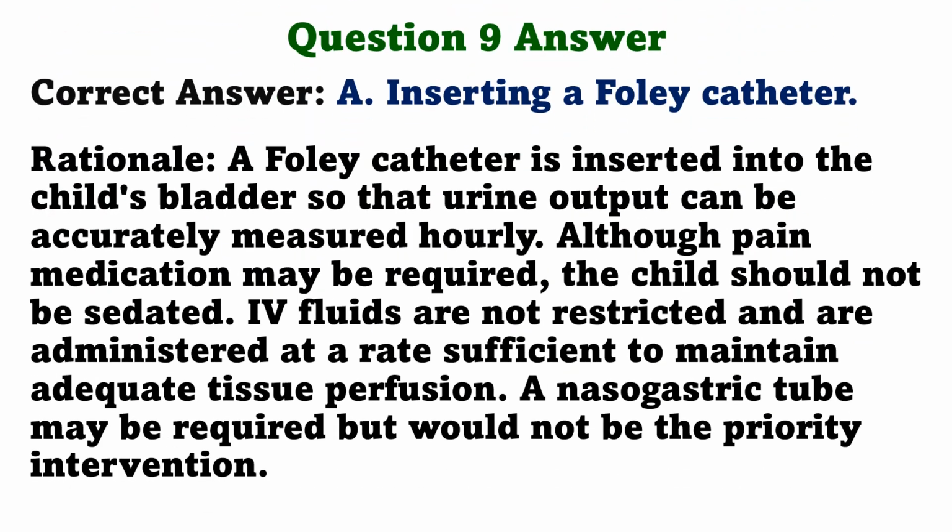The correct answer is A. Inserting a Foley catheter. Rationale: a Foley catheter is inserted into the child's bladder so that urine output can be accurately measured hourly. Although pain medication may be required, the child should not be sedated. IV fluids are not restricted and are administered at a rate sufficient to maintain adequate tissue perfusion. A nasogastric tube may be required but would not be the priority intervention.